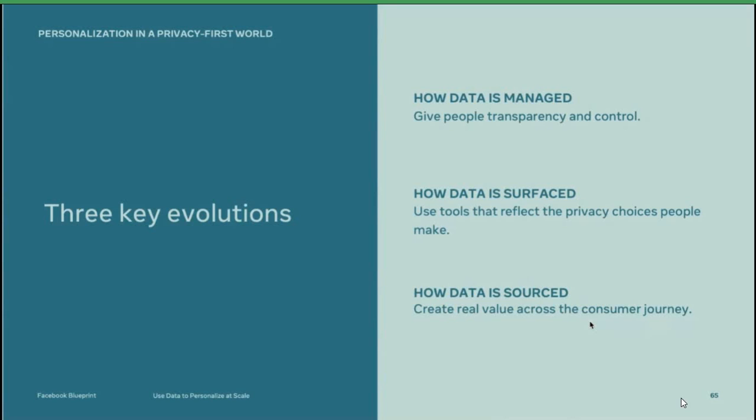Now, these evaluations have wide-reaching implications for businesses to better provide transparency and control. Companies must give people the visibility and the ability to change how their data is used. Likewise, they must use tools that reflect the privacy choices people make, and source data in new ways that create real value across the consumer journey. Let me take you through each of these key evaluations a little bit deeper.